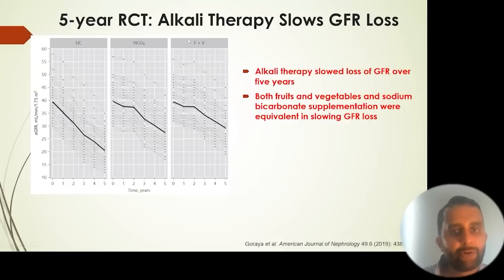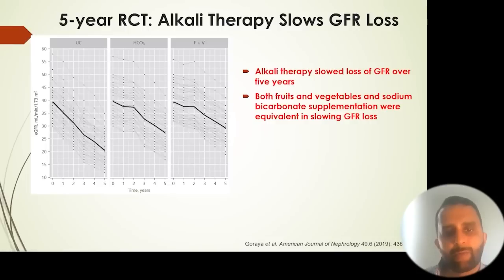Finally, you have the group that was treated, instead of with bicarbonate, with fruits and vegetables, which is a natural way of treating this issue. And they started from the same place to make things even. They ended up in a slightly better place or the same place as their bicarbonate treated counterpart, just below 30, so 28, 29, compared to the 20 that was seen in the usual group.